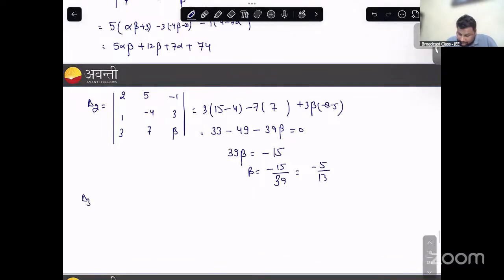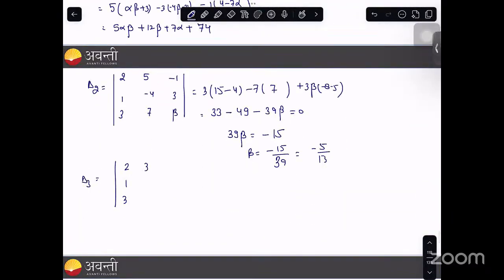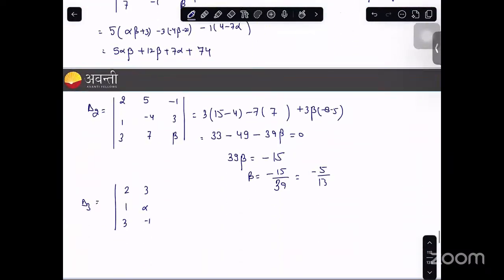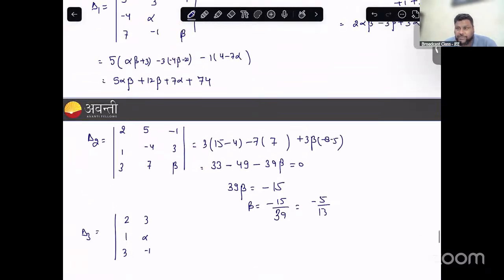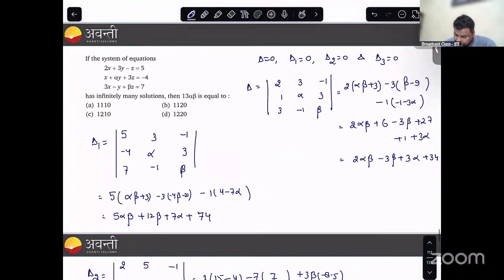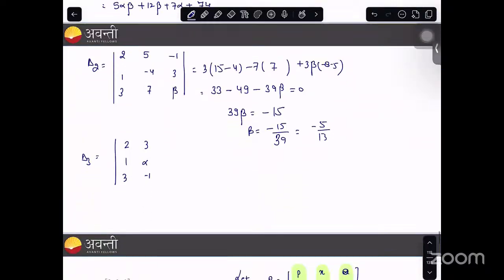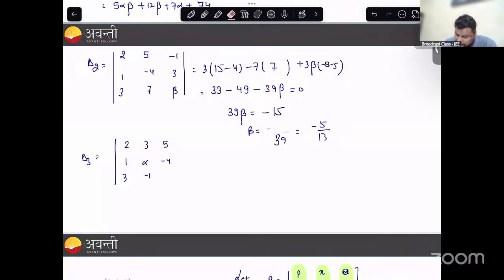Now what is delta 3? 2, 1, 3, 3 alpha minus 1. 16, sir? Sorry? 16. Mahesh, what are you saying? Sorry? Sir, 49, 33 there. Okay, okay, 16. Correct. Thank you so much for keeping an eye. So 33 and 49, this is 16 basically. So it will be minus 16 upon 39.